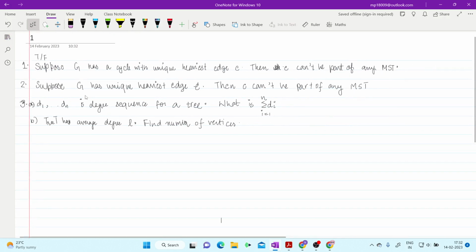So first I want to look at the second question. This was also in your practice assignment. Suppose G has a unique heaviest edge E. This is a true or false question. You have to suppose we are given a graph G which has a unique heaviest edge E. Then the statement says that E can't be a part of any minimal spanning tree. So is it true or false? What do you think?